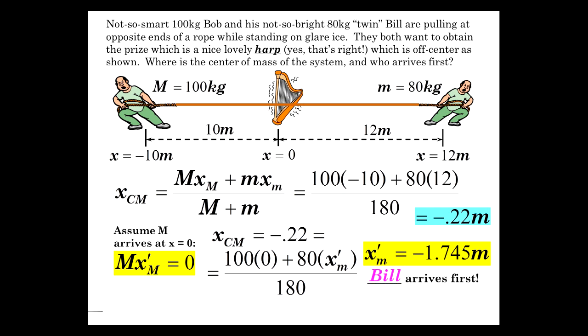So obviously Bill arrives first. And that's consistent with the fact that we recognize that they are going to meet here at minus 0.22. So what does Bill do with the harp? Well, I'm sure you know. It's pretty self-evident what someone not so bright would do with the harp.